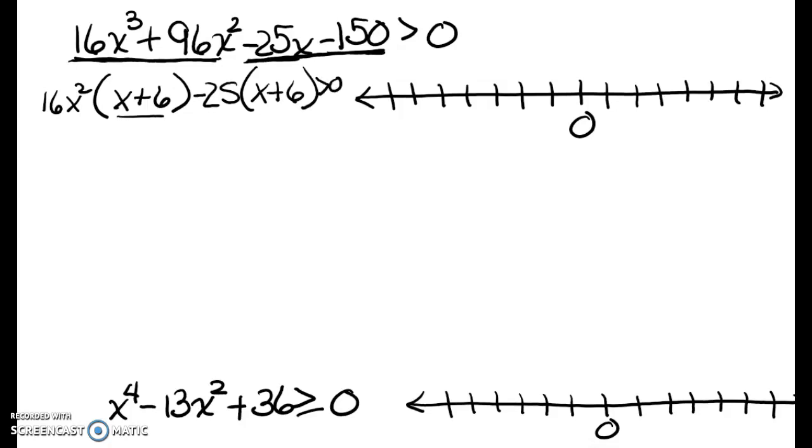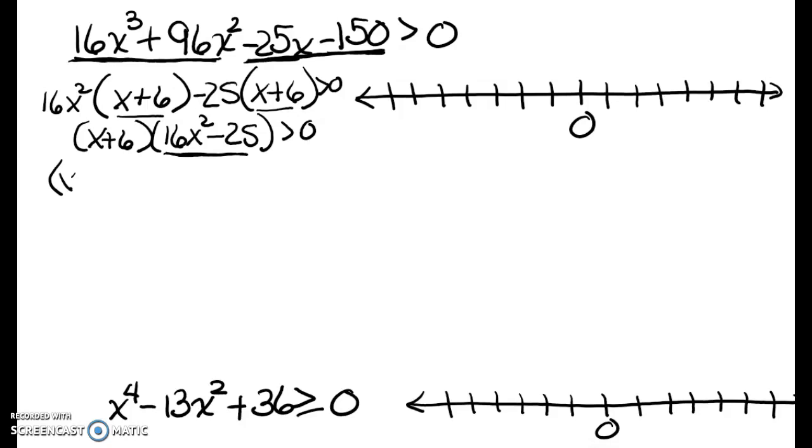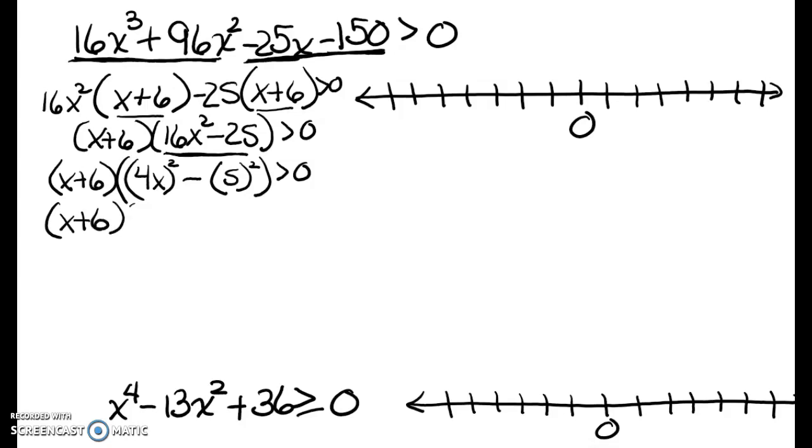So I'm going to take this x plus 6 out, and I'm left with 16x squared minus 25, which I know is not prime. That is the difference of squares, because 16x squared is a perfect square and 25 is a perfect square. Well, what squared gives you 16x squared? 4x. What squared gives you 25? 5. So when I finish factoring that, I get 4x plus 5 and 4x minus 5.